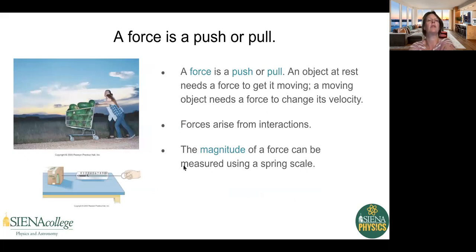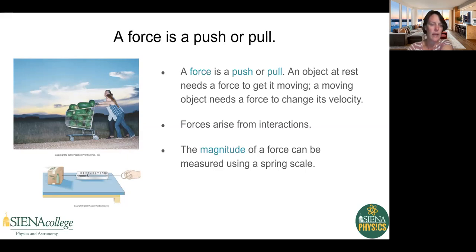Okay, so we're going to talk about forces. So how do we start off? Well, a force is a push or a pull. An object at rest needs a force to get it moving, and a moving object needs a force to change its velocity. Forces arise from interactions, which we'll talk about in a minute, and we can measure the magnitude of a force by using a spring scale.